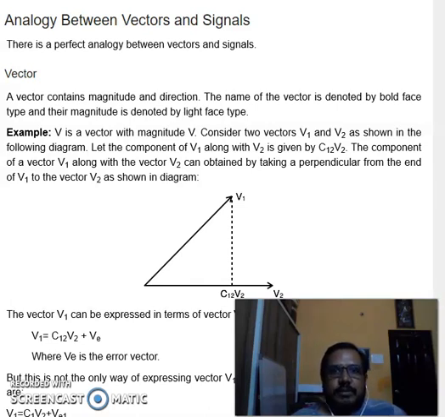Now we can explain the stack operations so that they will understand in a better way. So similarly, if an analogy is developed between signals and vectors, because the students are already accustomed to the concepts of vectors, then signals also can be taught very easily. Okay.